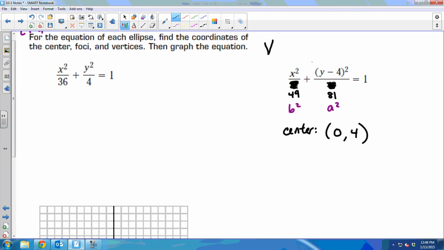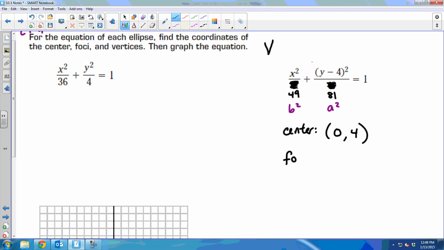What you have to be careful of is when they write an equation and put the y part first, that you make sure that that's still k and put it second in the center. All right, so we're going to go through that same process again. We have the center, so we need to find the foci. That equation is on the red sheet.